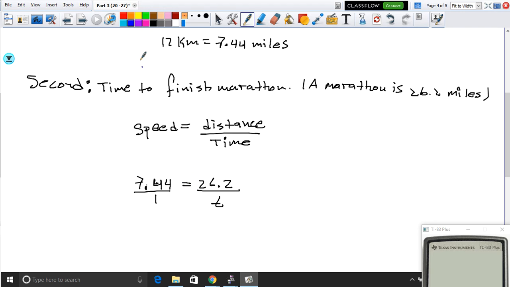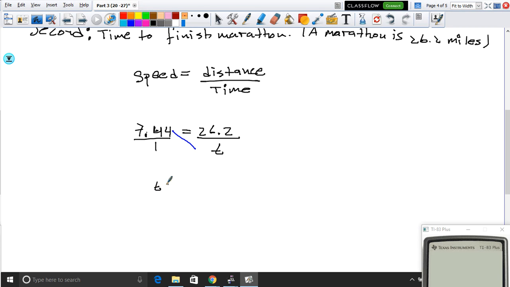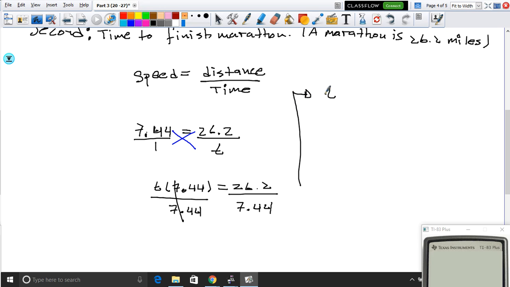Now that we have it in this form, we can cross multiply. If we do so, we're going to have t times 7.44, and if we cross multiply this once more, we're going to have 26.2. I'm sorry for the handwriting. For some reason, the pen is giving up. So we want to solve for t. Let's divide by 7.44. So now we know that the time it takes him is 26.2 divided by 7.44. If you do that in the calculator, you will see that it takes him 3.52 hours.